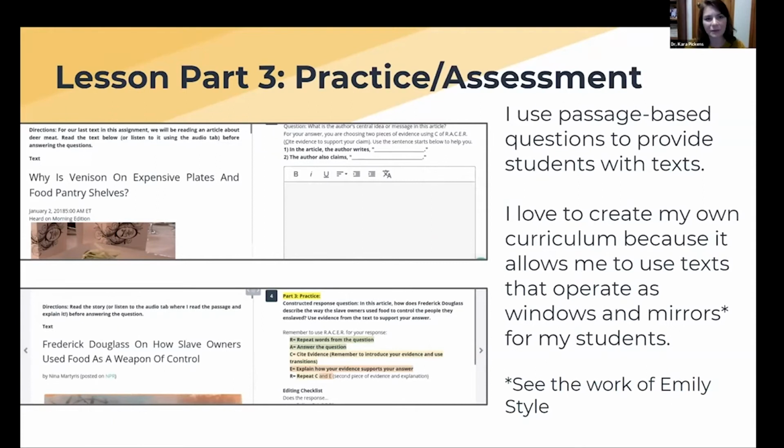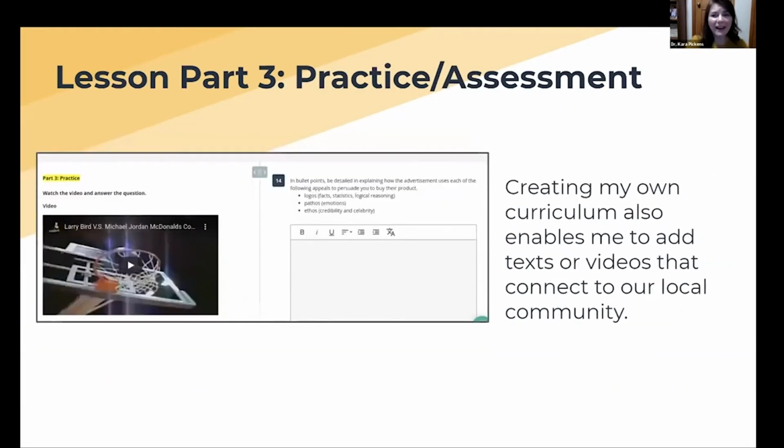And I really try to provide a lot of diversity in the type of text that I use, the people that are writing these texts, the people that are reflected in those texts. And so I really tried to be mindful of that as I was creating this curriculum. I also tried to include text or videos that connected to our own local community. So to go back to that assignment where they were looking at ads for rhetorical appeals, I found a video with Larry Bird in it. Larry Bird actually went to our high school. So I like to provide little things like that in the curriculum as well, so students can be connected.